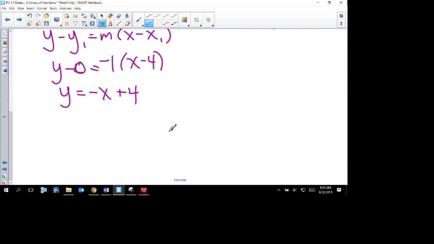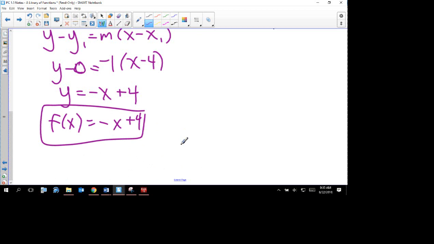So how am I going to change this equation now? F of x equals negative x plus 4. That's all I had to do to fix it. So when we're writing linear functions and they tell you to call it f, you need to write it in f of x form.